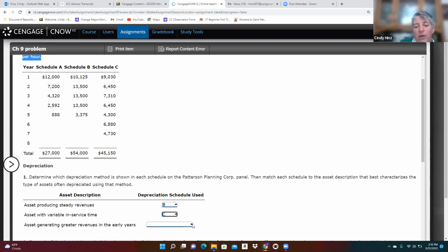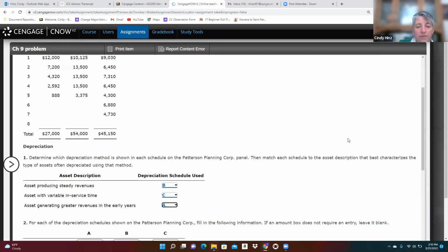And then by default, we know that this one would have to be A, but let's read it anyway. Asset generating greater revenues in the earlier years. For that, we would want to go with an accelerated method, such as double declining balance, where we front load that depreciation, we write off the expense more in the earlier years. And by the time we get to year 5, we have a much, much lower rate of depreciation.